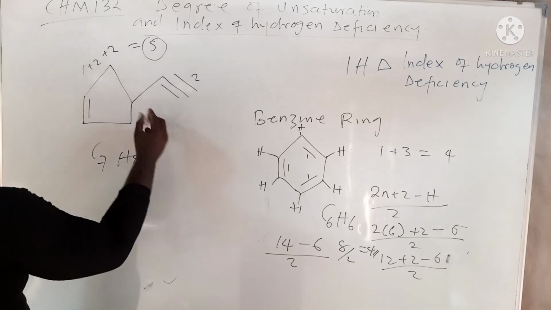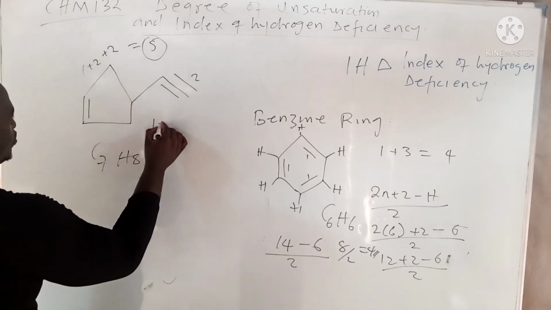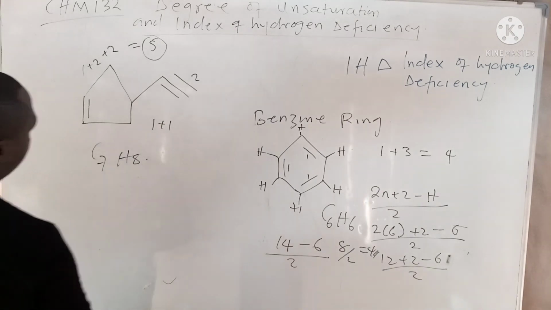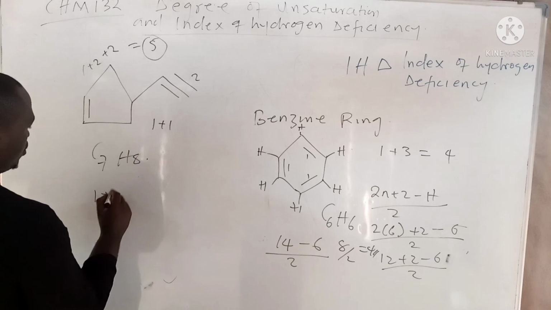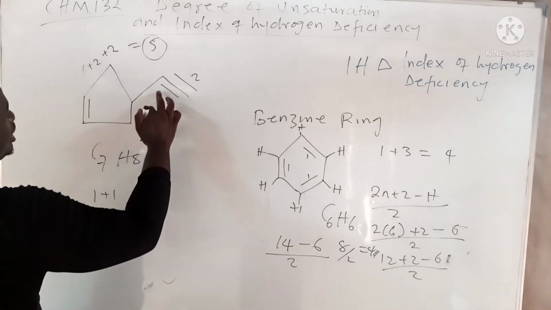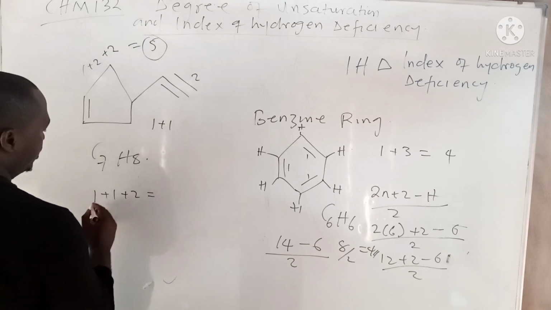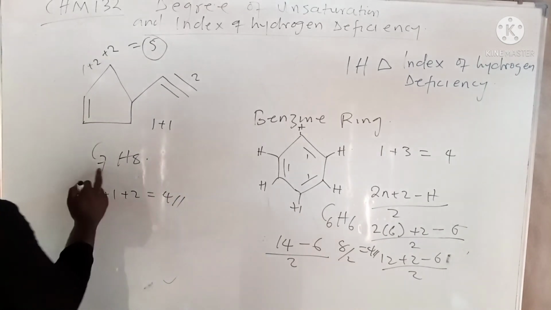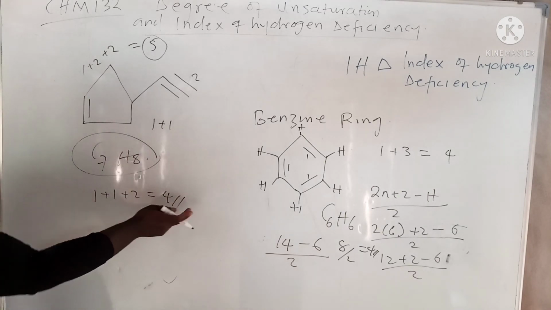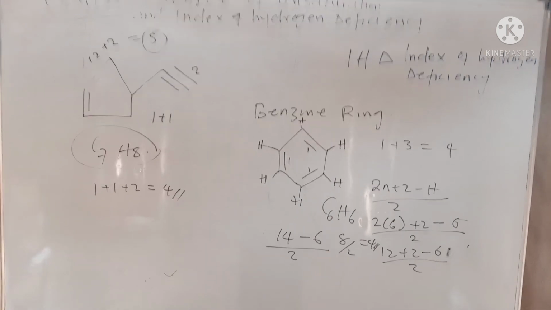Now here, the ring is 1. Now it has a double bond here, that means plus 1 again. So it's 1. The double bond here is also 1. Now here we have a triple bond, which is 2. And that will give you the total number 3, 4. So here it is 4. If you use this same formula, you should also get 4 as the IHD. Let's go to more interesting calculations.